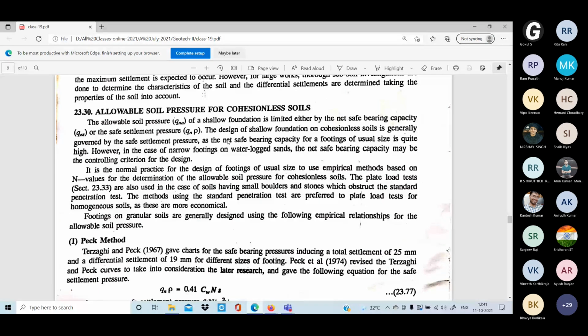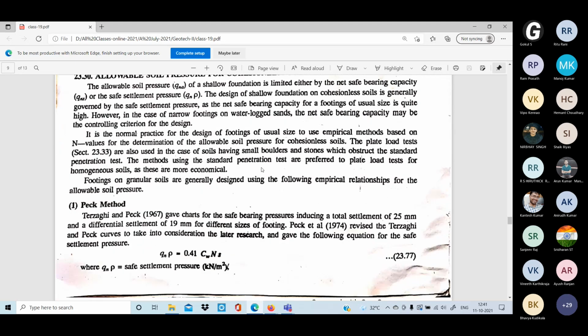Allowable soil pressure. If a foundation is limited either by a net safe bearing capacity or a safe settlement pressure, we already know how to find out the net safe bearing capacity, q_ns, or a net safe settlement pressure with that particular allowable settlement. Here these people have given different methods.